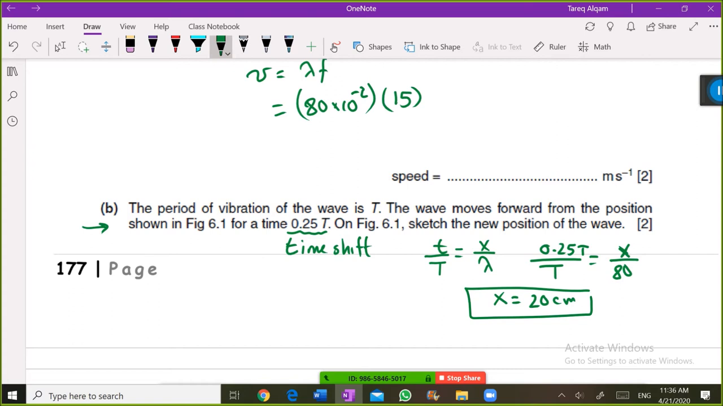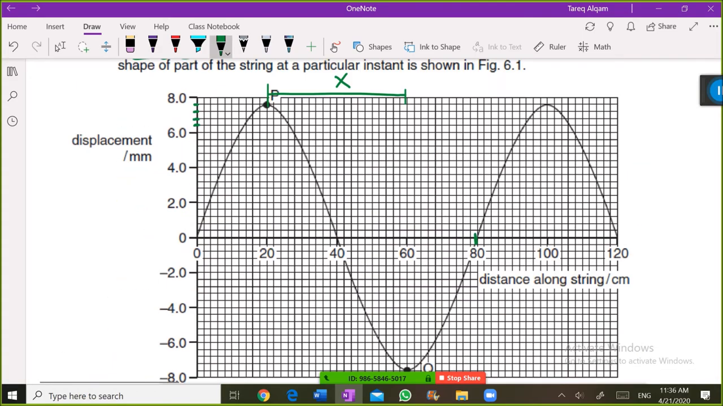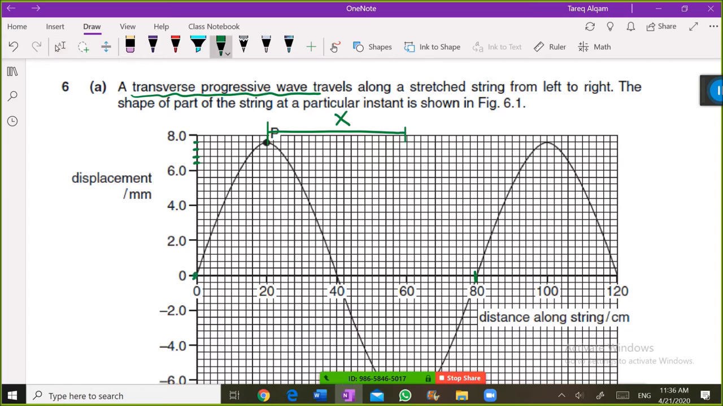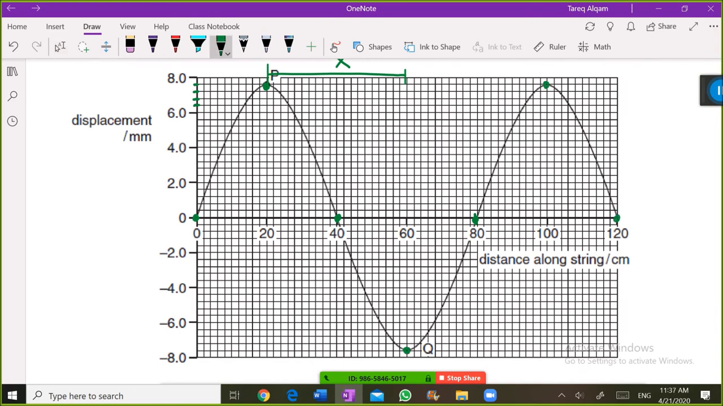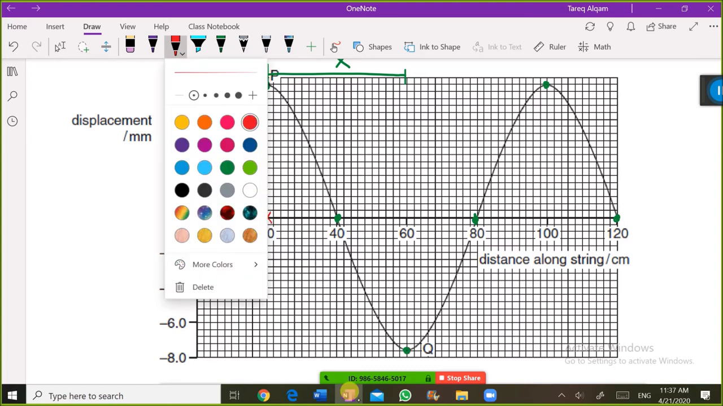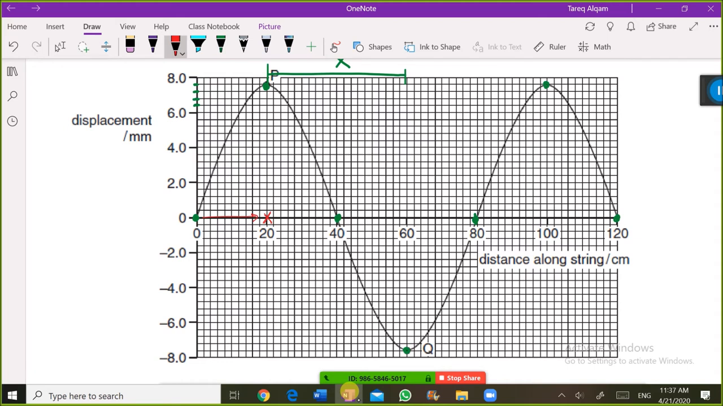If you remember, how did we clarify this point? Guys, this means that each point along the wave is shifted by 20 centimeters. This is the technique of drawing a second wave. Let's consider these points that I'm highlighting now: crest, troughs, and zero. This point is shifted by 20, so it will be here. This point is shifted by 20, so it will be here. This point is shifted by 20, here. This point is shifted by 20. This point is shifted by 20, so it becomes at 100. This point is shifted by 20, it becomes at 120.